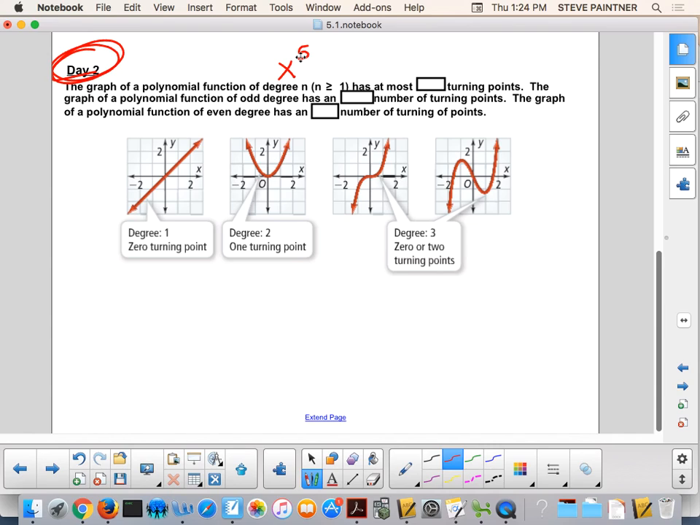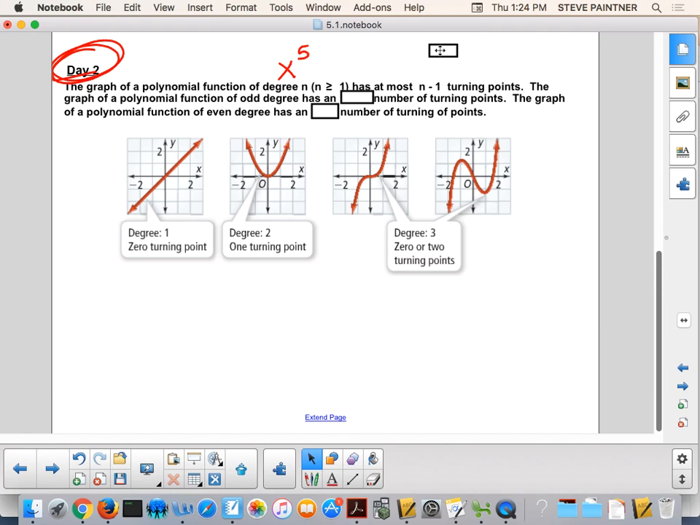What do you think it is? Any guesses? 1 turning point. It will only turn once. He says 1. Taylor's got 1. At the very most. Twice. No other guesses? Guess why you have no guesses? You never learned this back in Algebra 1. Here's what it is.